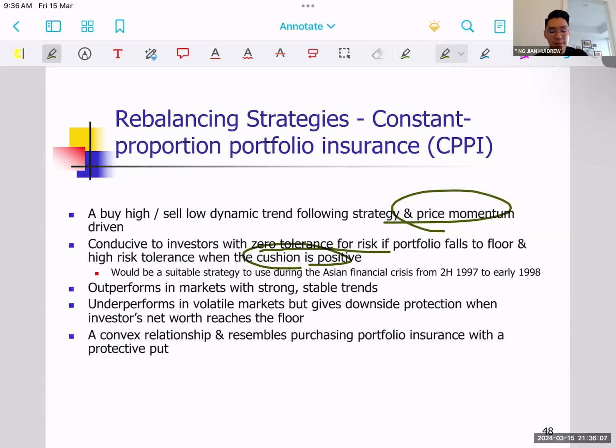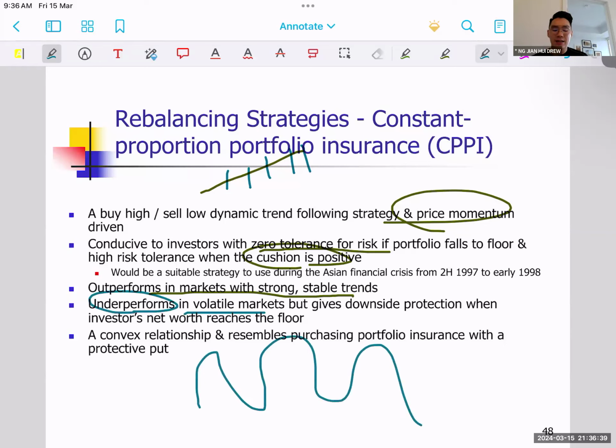So it outperforms when the market has a strong and stable trend. So this is very good when stock prices keep on increasing. If the stock price keeps on increasing and you keep on buying, the more you buy, the more you get, because you keep on increasing. So there's a good trend, use the CPPI. Of course, it underperforms in a volatile market, meaning that it's going up and down, up and down. Then you should use the constant mix strategy.